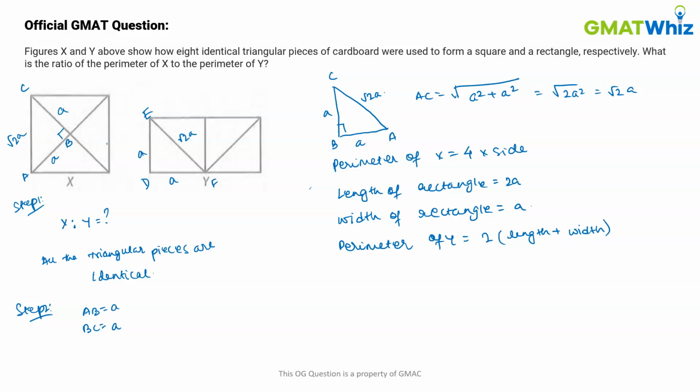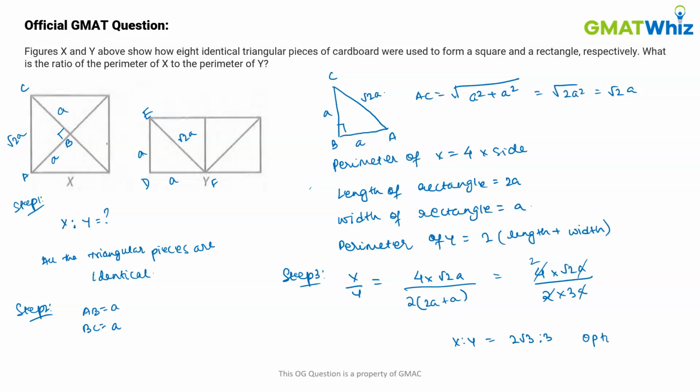Substituting the values of the perimeters, we can find the ratio of the perimeter of x to the perimeter of y. So the ratio of x to y will be equal to 4 times root 2 A divided by 2 times (2A plus A). This equals 4 times root 2 A over 2 times 3A. Now 2 cancels 4 two times, and A gets cancelled from the numerator and denominator. So the required ratio of x to y is given by option C.